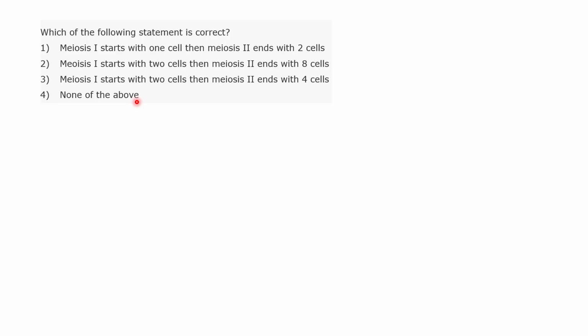Which of the following statements is correct? Meiosis 1 starts with one cell, then at the end of meiosis 2 it ends with two cells. If meiosis 1 starts with two cells, then it will end up with 8 cells. If meiosis 1 starts with two cells, then meiosis 2 ends with 4 cells, or none of the above. Which statement might be correct out of these four statements?